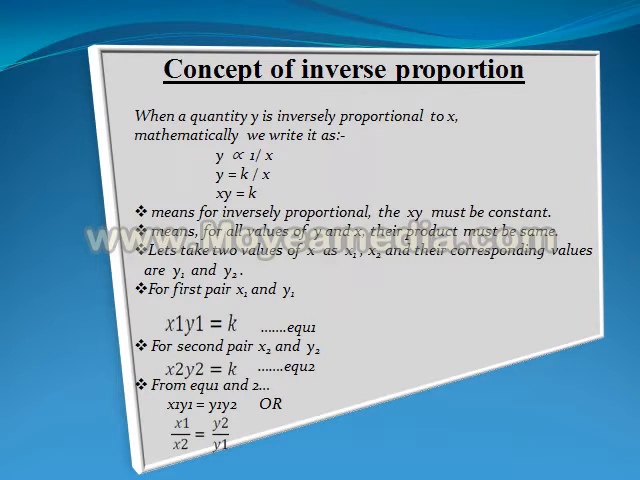So from equations 1 and 2, we can equate them because the right side is equal, so x1 y1 is equal to x2 y2. Mathematically, just play with it and you can write this relationship which I show you in every lecture. Same relationship is there.